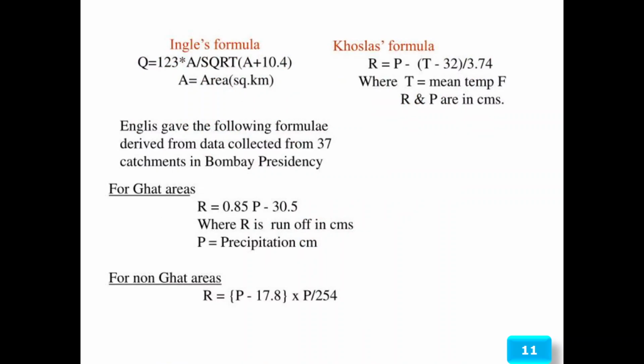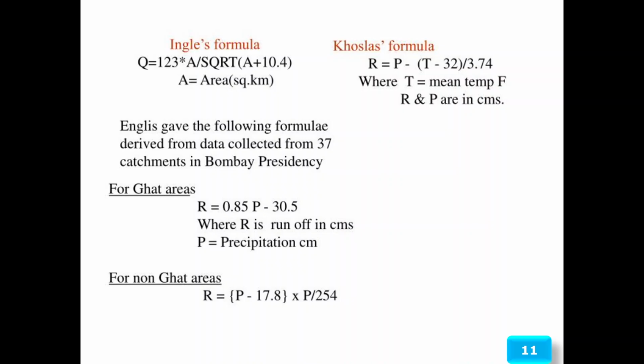Inglis formula: Q is equal to 123 A divided by the square root of A plus 10.4, where A is the area in square kilometers. Inglis gave this formula derived from data collected from 37 catchments in Bombay Presidency. Then the Lacey formula, R is equal to P minus (T minus 32) divided by 3.75, where T is the mean temperature in Fahrenheit, and R and P are in centimeters. For Ghat area, R is equal to 0.85 P minus 30.5, where R is runoff in centimeters and P is precipitation in centimeters.